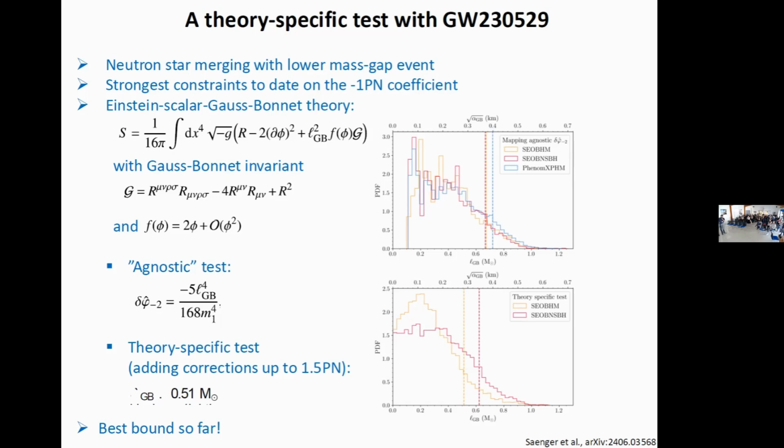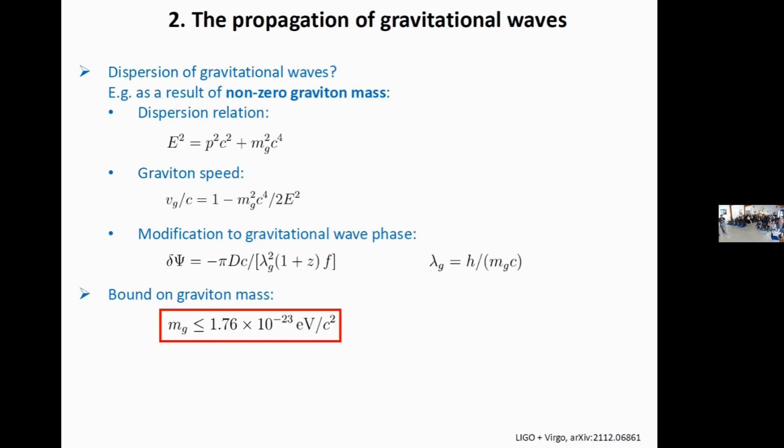But then you can say, I really want a theory-specific test, and I want to add corrections, and corrections for this theory are known up to 1.5 PN. And what you'll find then, it's not legible, is the best bound so far on this L_GB parameter, which is smaller than half a solar mass. There are also laboratory tests that have been done for this theory. This bound is 12 orders of magnitude better than the laboratory tests. So for this, you really need to be in the strong field regime.